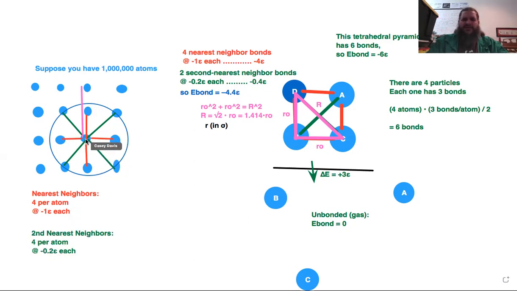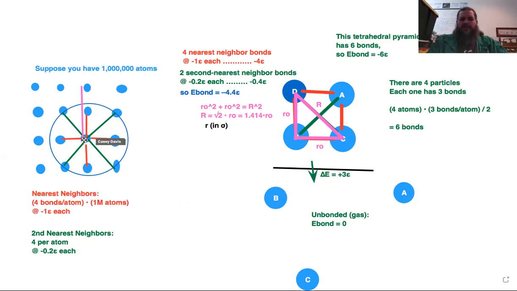But we're not looking at just this one atom. We want to know the total number of bonds. So if there's a million atoms and each one has 4 nearest neighbor bonds, how would we find the total number of bonds of that type? Four bonds per atom and a million atoms. What do we do with those values? Yeah, we can multiply those together, because this is 4 bonds per atom. We multiply that by 1 million atoms.